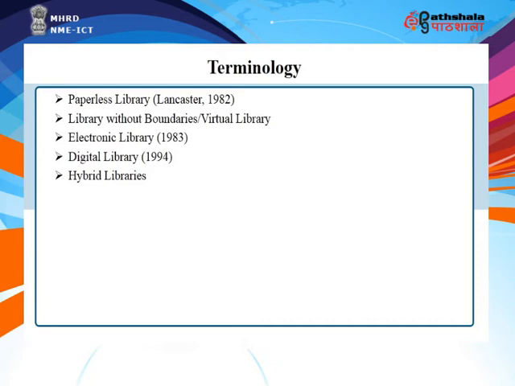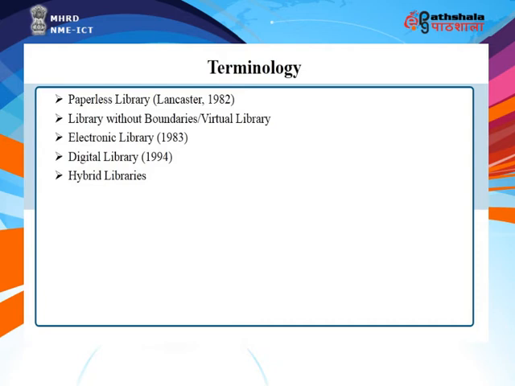Libraries without boundaries has also been used to denote the phenomenon that the library resources are accessible beyond the boundaries of the library. The journal named Electronic Library was launched in 1983 by the IFLA and published by Emerald. However, it essentially referred to online access to bibliographic, factual, numerical, and referral databases. The journal, Electronic Library, is still published by Emerald Insight.